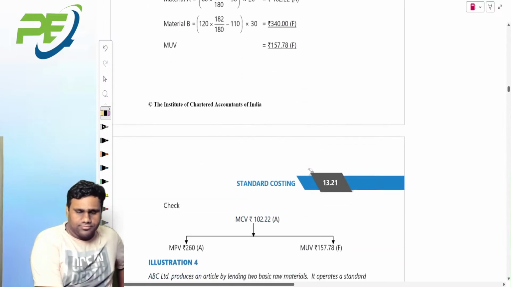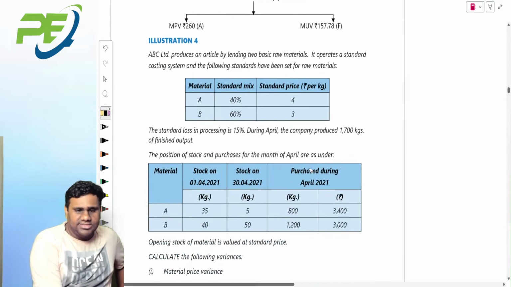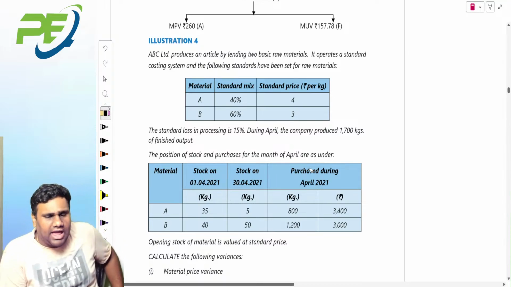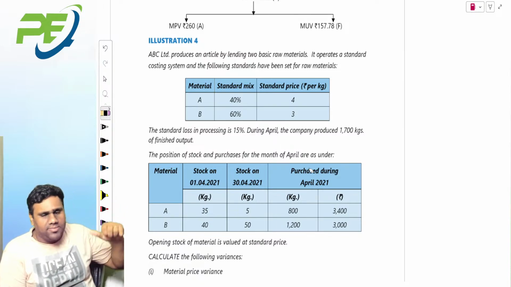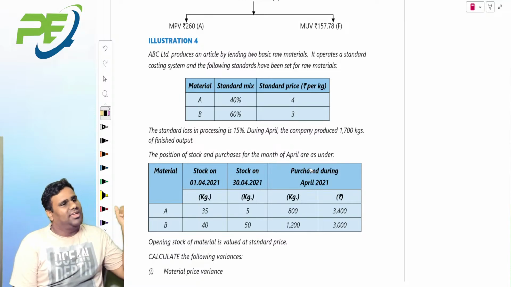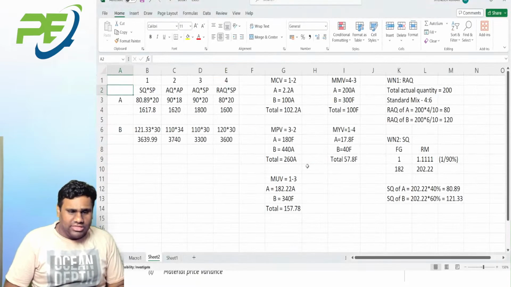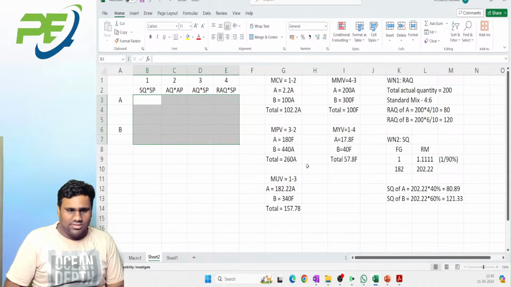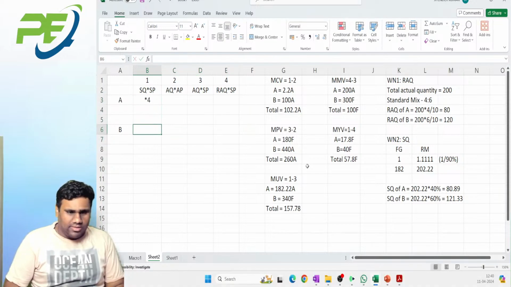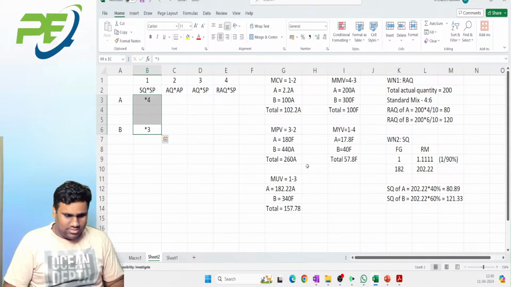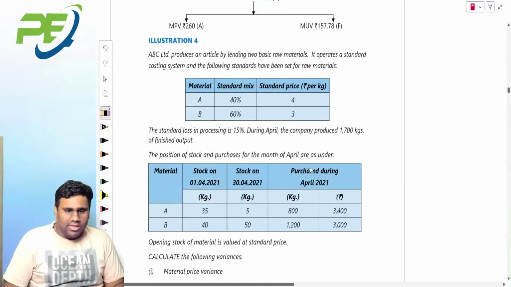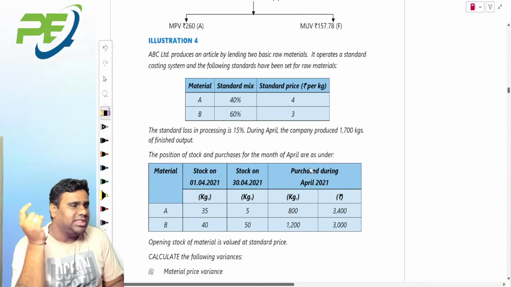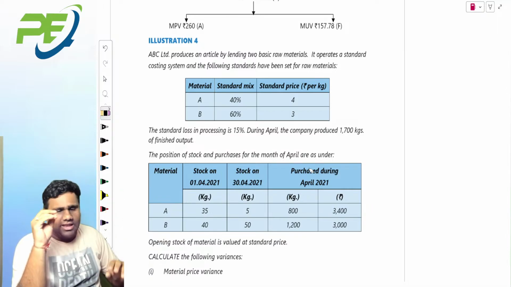Okay. Now, illustration number 4. ABC produces an article by blending two basic materials. Standard costing system and the following standards have been set. 40, 60, same as the last problem. 4 and 3, given in the question. So I'll use the same table. The standard loss in processing is 15%. Last time it was 10%.